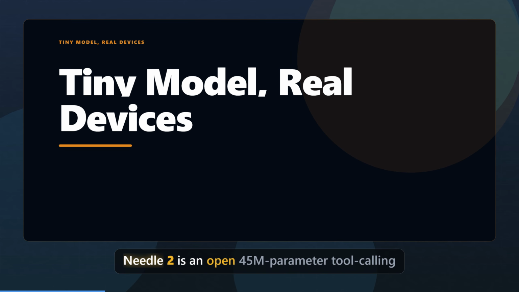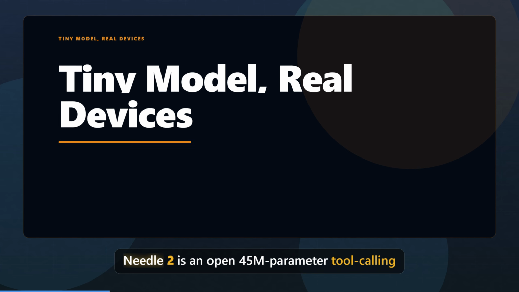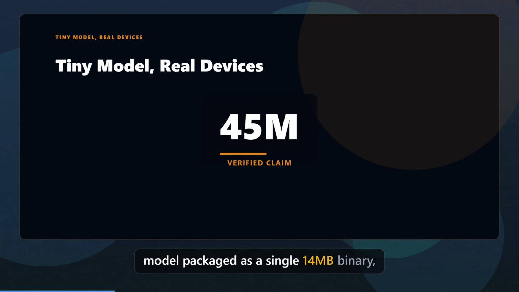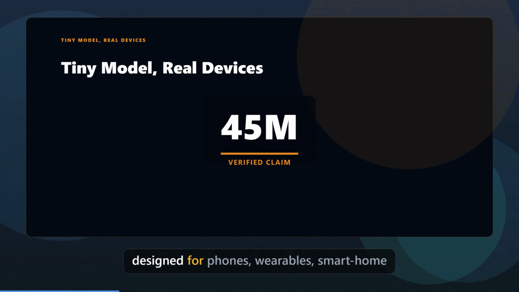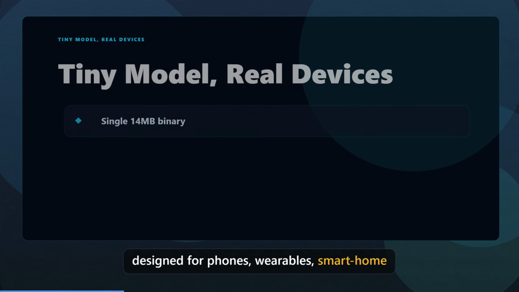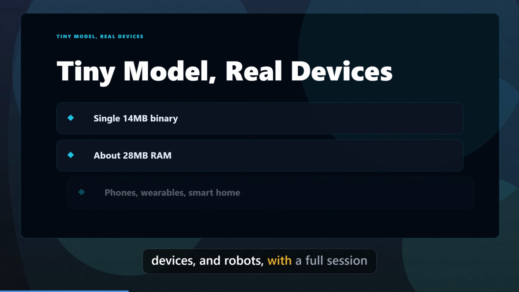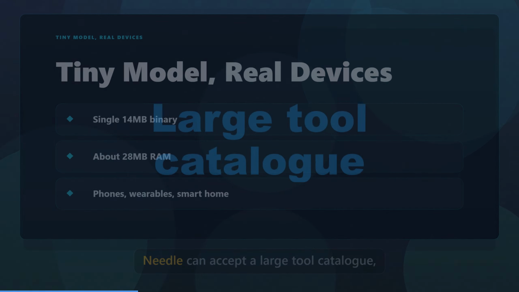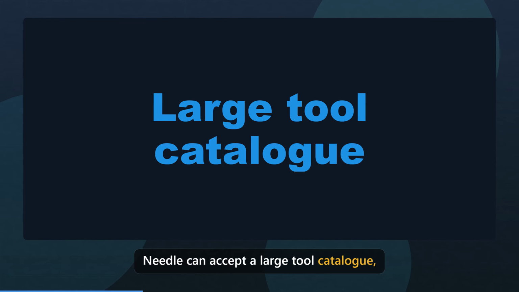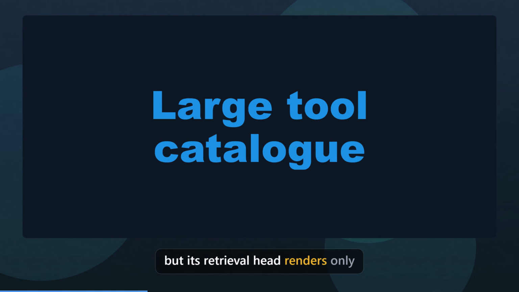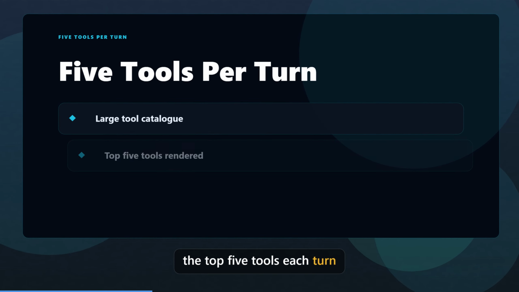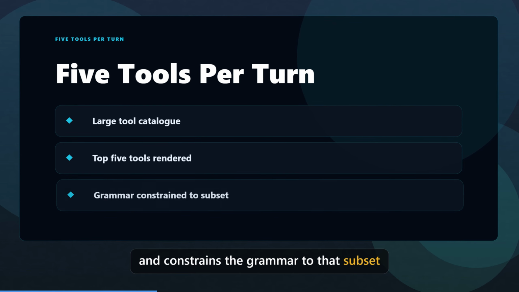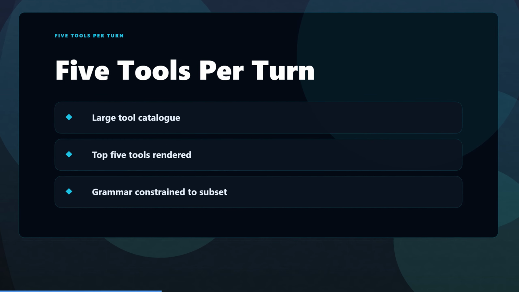Needle 2 is an open 45M parameter tool calling model packaged as a single 14 MB binary, designed for phones, wearables, smart home devices, and robots, with a full session using about 28 MB of RAM. Needle can accept a large tool catalog, but its retrieval head renders only the top 5 tools each turn and constrains the grammar to that subset before producing a tool call.